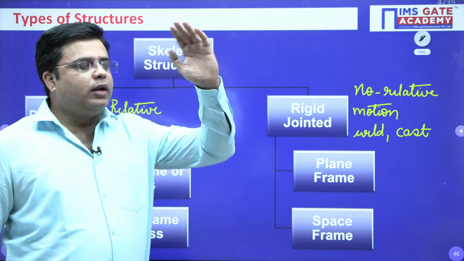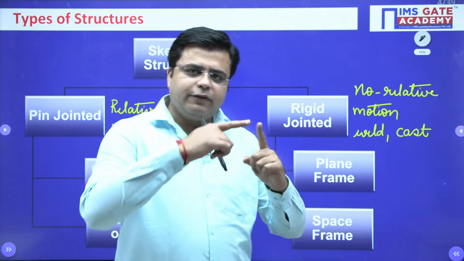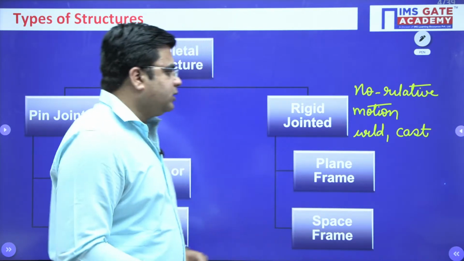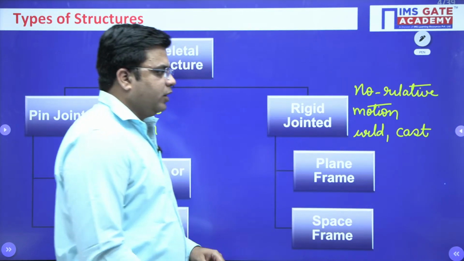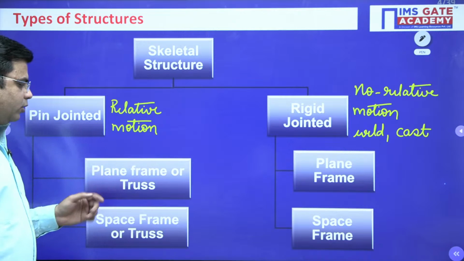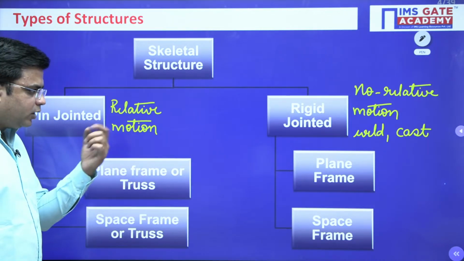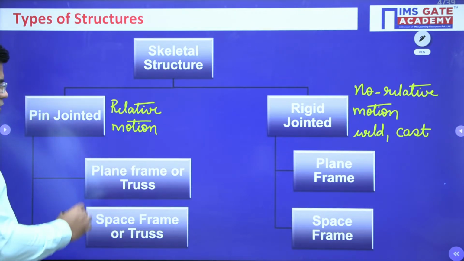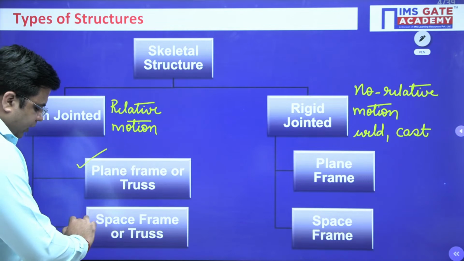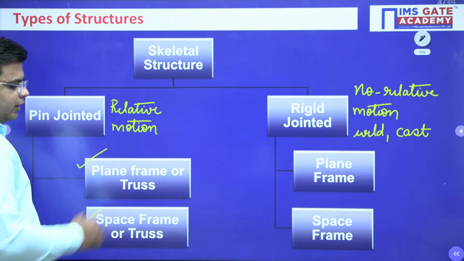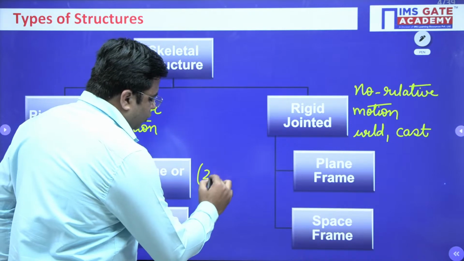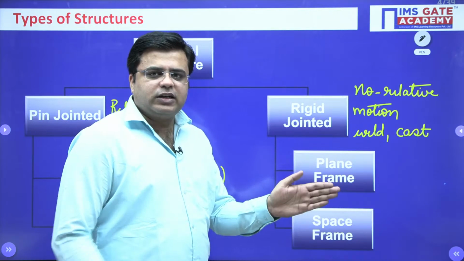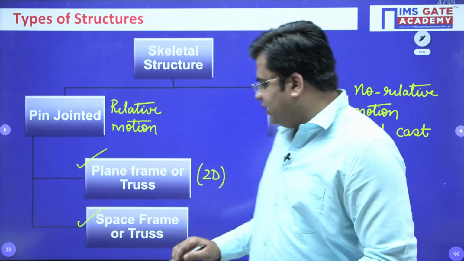That is, when columns and beams are casted simultaneously, they form a rigid jointed structure. They move as a single unit, right? All the moment transfer takes place through this rigid jointed structure, okay? Now, depending upon whether we are having a 2D figure or a 3D figure, these jointed structures can be a plane frame or a truss, or a space frame. For a plane frame or a truss, we are talking about 2D structures that exist in a single plane, right? If this structure is in 3D, then it is known as the space frame.